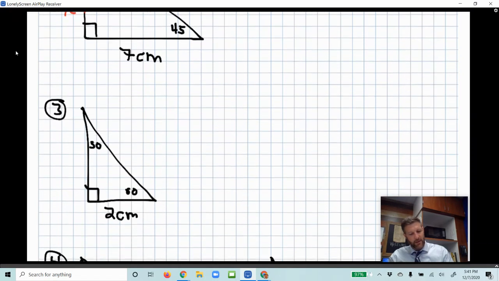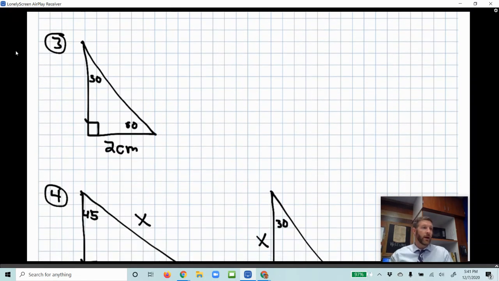Okay, and we have the same thing with 30, 60, 90. The short leg is 2 centimeters. What are the other two sides? Oh my goodness, it's going to take us the blink of an eye. The hypotenuse is twice as long. So that must be, whoops, not 6, 4 centimeters. And the long leg must be that short leg, 2, in front of the square root of 3.